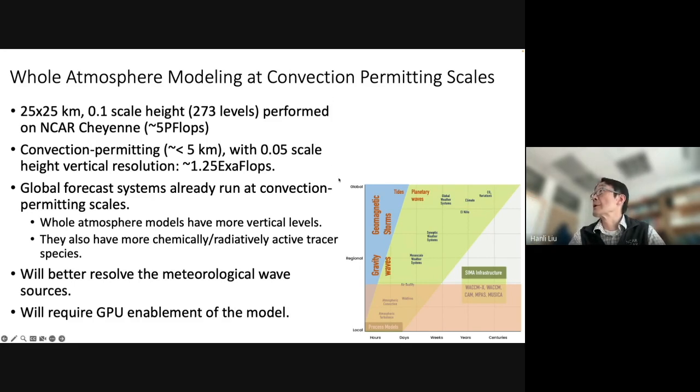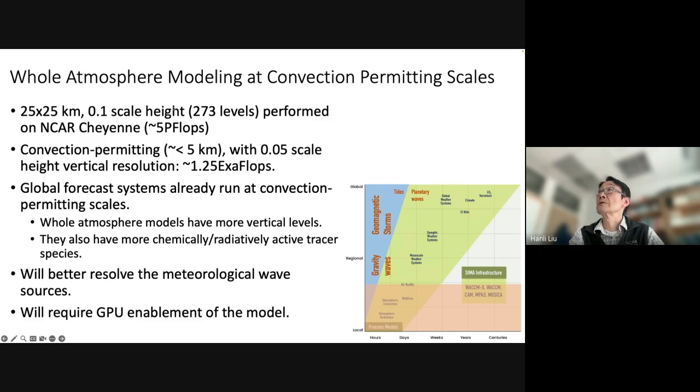The other thing, of course, is that if we want to better understand the physical processes of small scale waves, we go to higher resolution, even higher than we currently have. In the meteorological community, they are now running global models at convection-permitting scale, which is less than 5 kilometers. If we do that and increase our vertical resolution accordingly, and also the time stepping accordingly, then we're going to exascale computing.